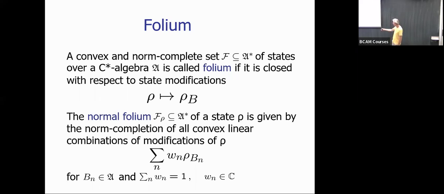So here again, we compute some kind of mixture with partition of the unity. And here we produce a number of modifications of the given state. And if these convex linear combinations are all contained in our subset of states, then we talk about the normal folium of a state.